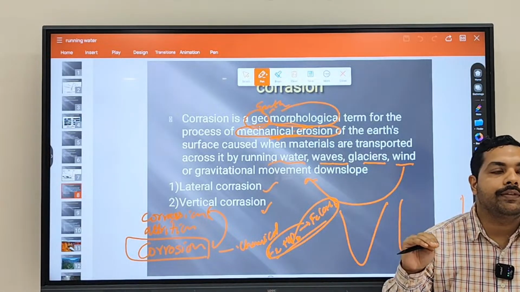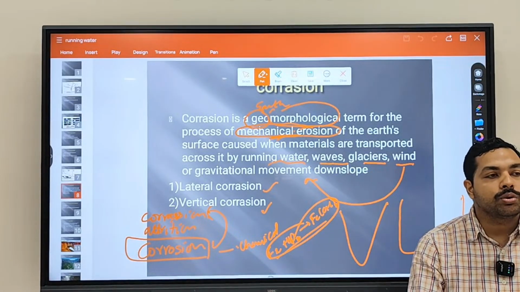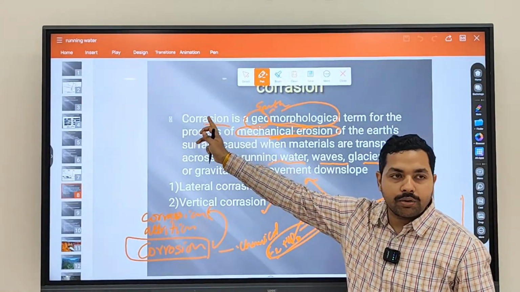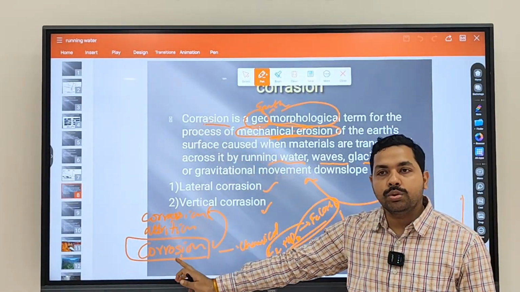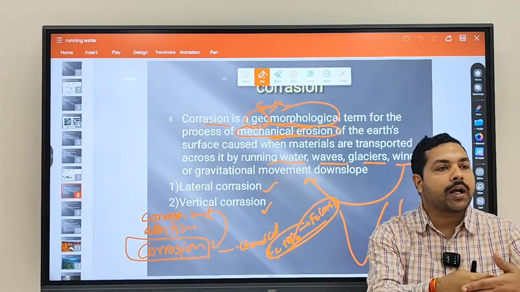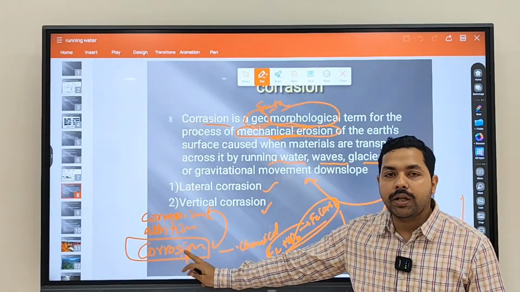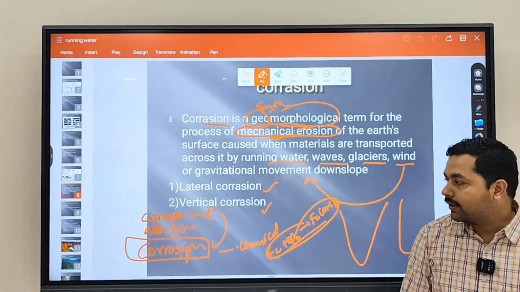Clear? So when a river is flowing, rivers can also do corrasion, and rivers can also do corrosion. Let's say the river is moving where iron is kept, then what will happen? It can cause corrosion also. Clear? And third is attrition.